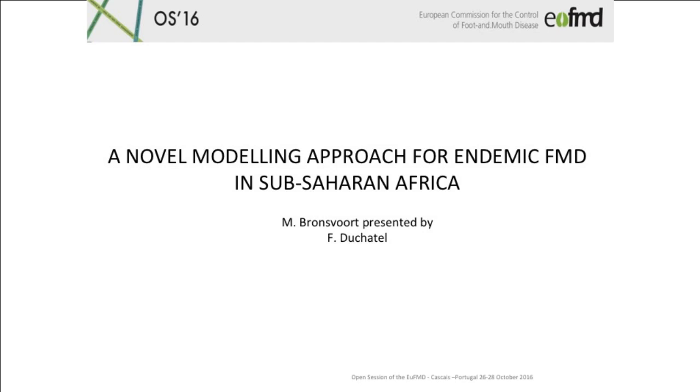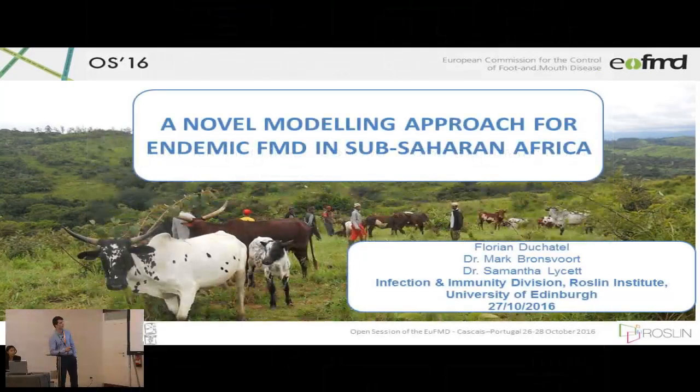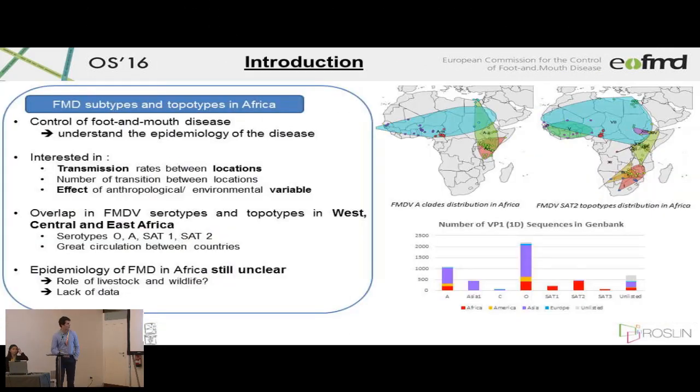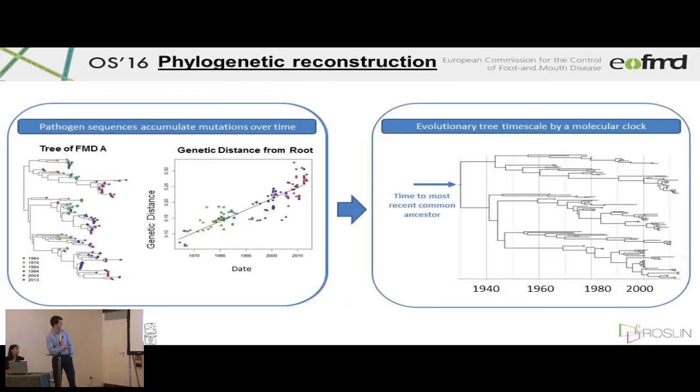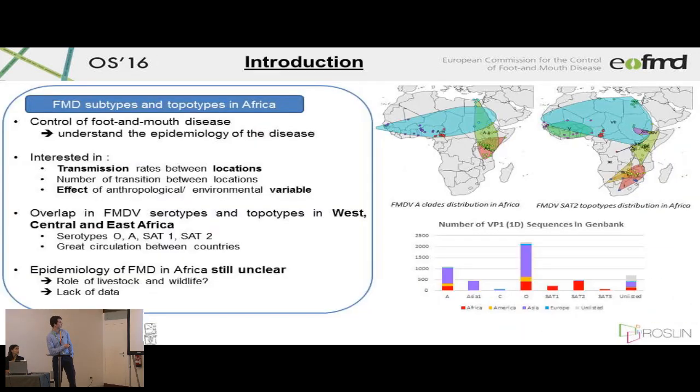So today I will present a novel modeling approach for endemic FMD in sub-Saharan Africa. As you probably know, to be able to control foot and mouth disease, we need a good understanding of the epidemiology of the disease. What I'm interested in today is to study the transmission rates between locations where we can detect FMD, the number of transitions between those locations, and the effect of anthropological and environmental variables on the virus transmission.